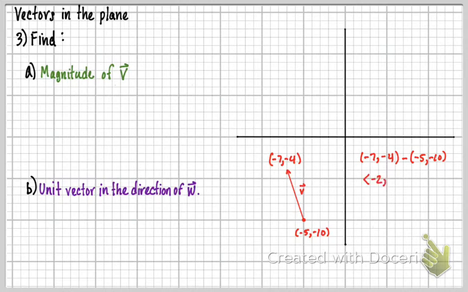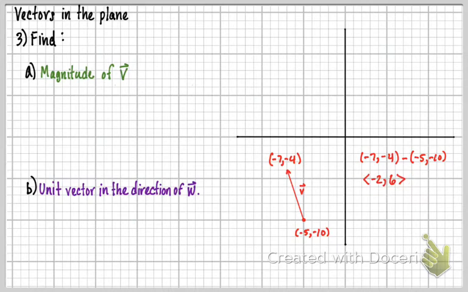Then I'm going to do the same thing with the y value. I have a -4 here, so I'm going to subtract a -10. That's really adding 10, so that's going to give me a +6. So that's actually going to be the standard position vector here.